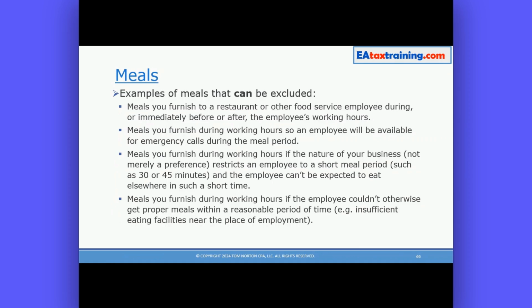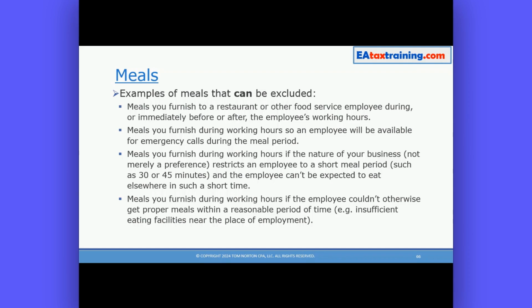Meals you furnish during working hours so the employee will be available for emergency calls during the meal period. In other words, hey, you are a doctor or a nurse and we need you here in case of an emergency, so we're going to provide you a free meal in the cafeteria. You can exclude that from their income.